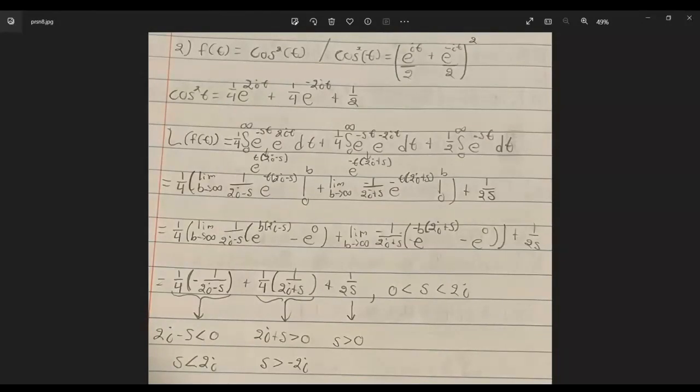When you do improper integrals involving infinity, you always try to use a dummy variable, then let the variable go to infinity. Yes. And as my final answer, I ended up getting 1/4 times negative 1 over (2i minus s), plus 1/4 times 1 over (2i plus s), plus 1 over 2s, and s has to be between 0 and 2i, because each of them had their own separate, what are they called? What s can be and cannot be, I guess. I forgot the proper name for it.